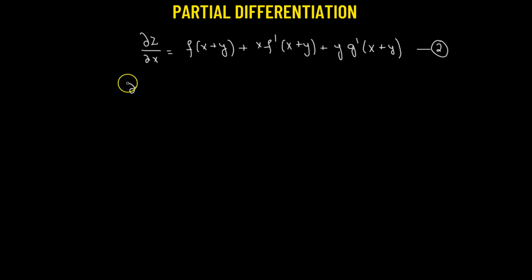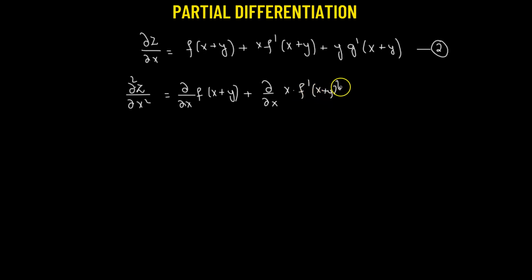So we'll have partial of z with respect to x. That means we're taking the second partial of z with respect to x, which will equal partial with respect to x of f of x plus y, plus partial with respect to x of x times f prime of x plus y, plus, since y is a constant, we don't have to take its derivative, simply y multiplied to partial with respect to x of g prime of x plus y.